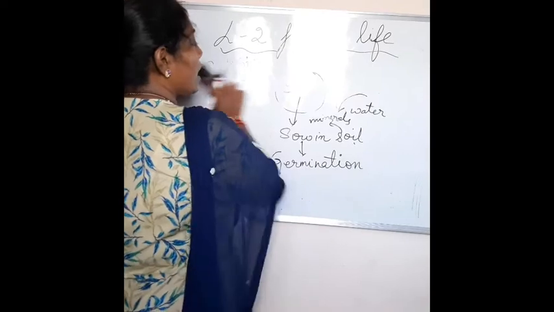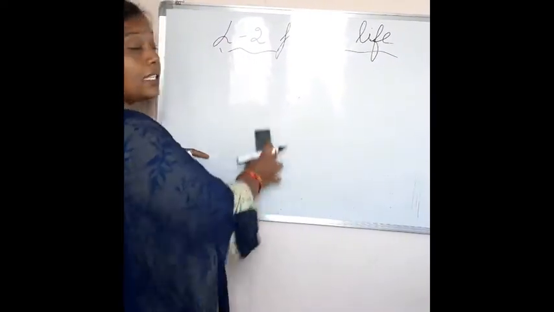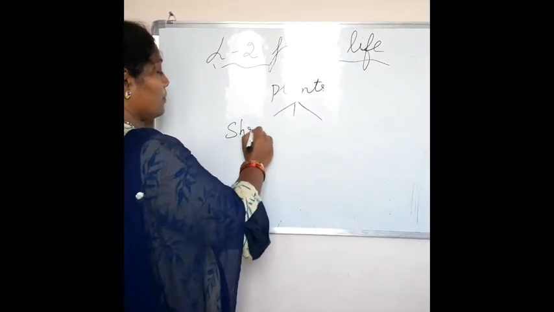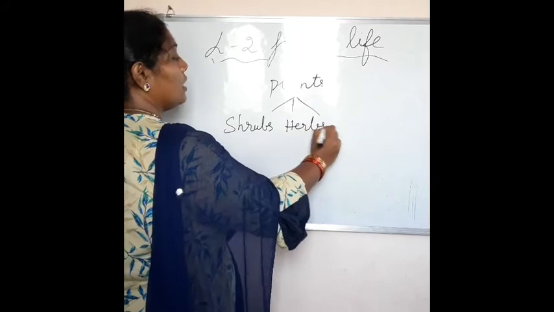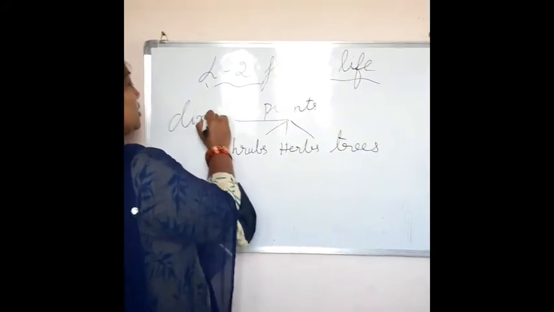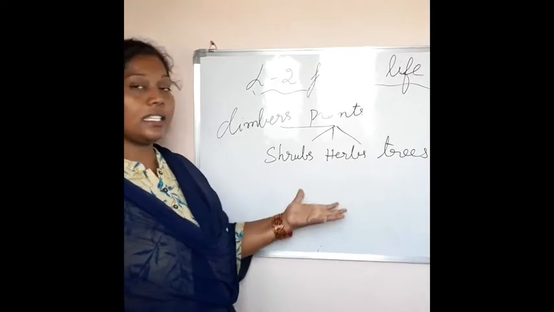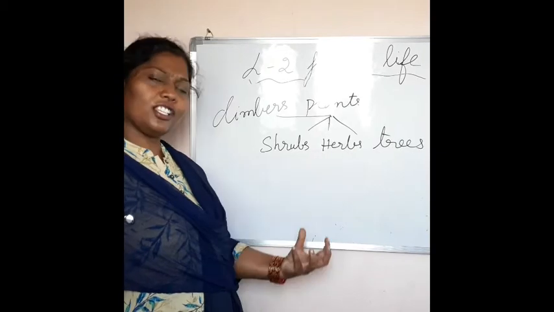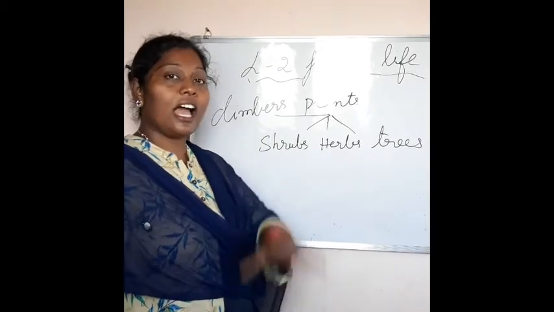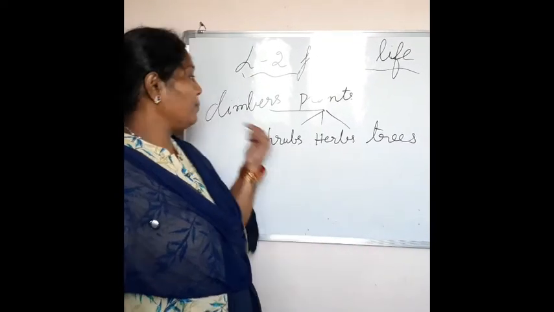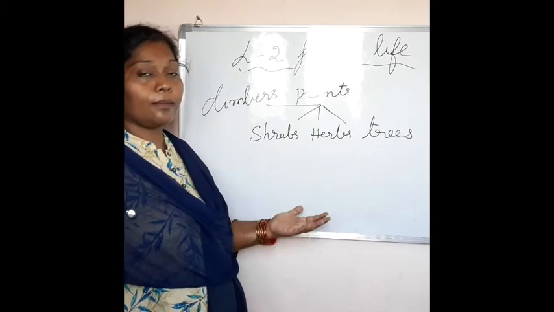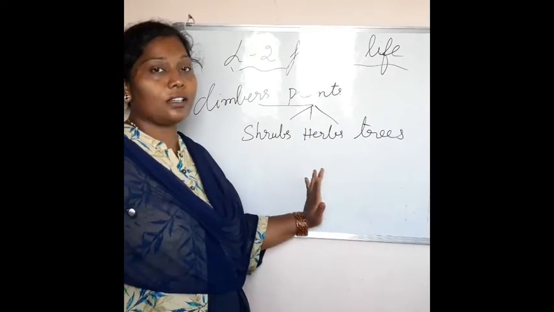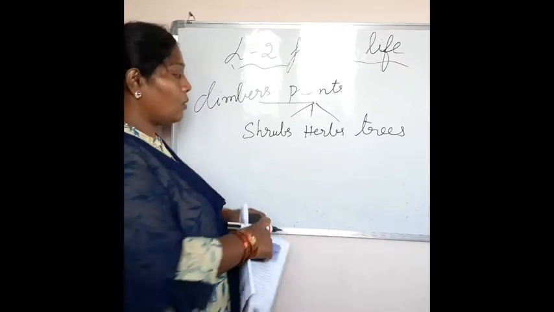Do you know, children, there are different types of plants. The plants are categorized into different types: shrubs, herbs, trees, climbers. Have you ever heard these words, children? Shrubs are short and bushy. Herbs are very small. A tree has a big trunk and becomes big in size. Climbers take some support and grow. So how are all these types of plants growing? All these types of plants grow from a single seed.